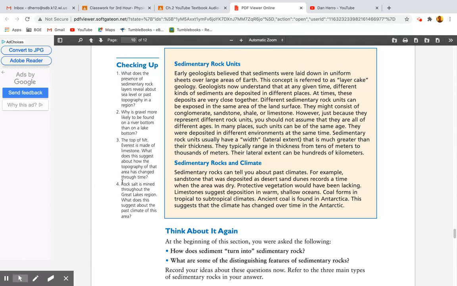Sedimentary rocks and climate. Sedimentary rocks can tell you about past climates. For example, sandstone that was deposited as desert sand dunes records a time when the area was dry. Protective vegetation would have been lacking. Limestone suggests deposition in warm, shallow oceans. Coal forms in tropical to subtropical climates. Ancient coal is found in Antarctica. This suggests that the climate has changed over time in the Antarctic.